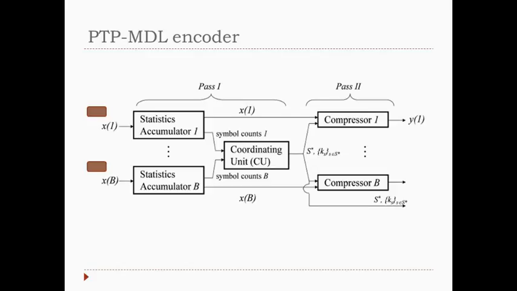The parallel units accumulate statistics about their blocks. They relay those statistics to the coordinating unit, which estimates the optimal source as before. After that, the optimal source is used to compress the B blocks in parallel, and finally we encode the compressed blocks and the structure of the source.